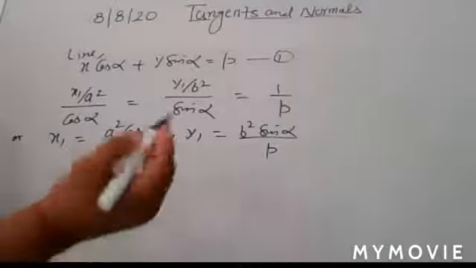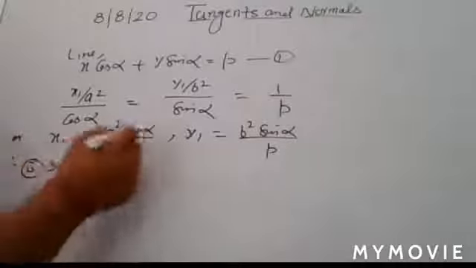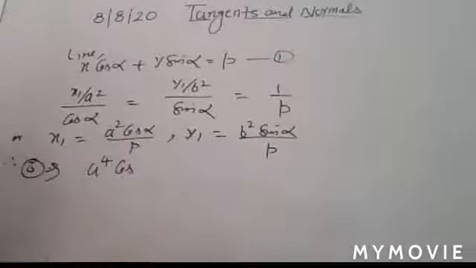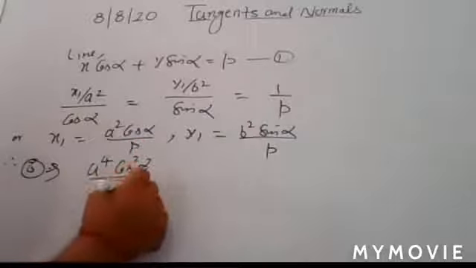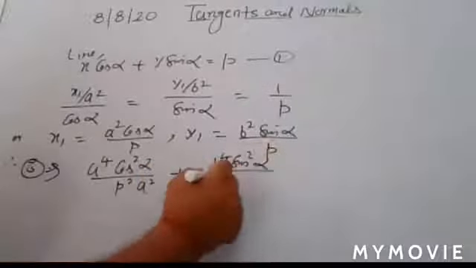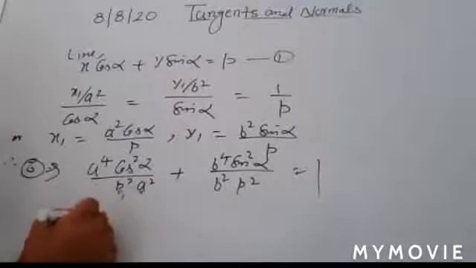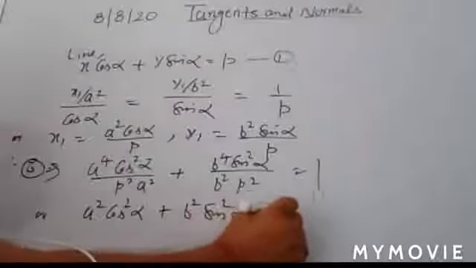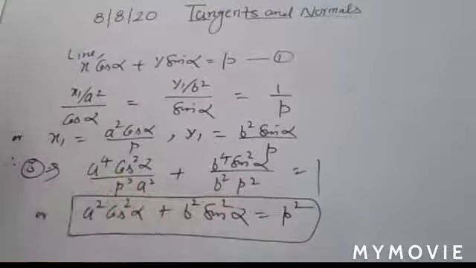Now putting that in the given equation, that means the third equation. So third implies x1 square, so you have a to the power 4 cos square alpha upon p square into a square, plus b to the power 4 sine square alpha upon b square p square is equal to 1. So overall you have a square cos square alpha plus b square sine square alpha is equal to p square. This proves your result.